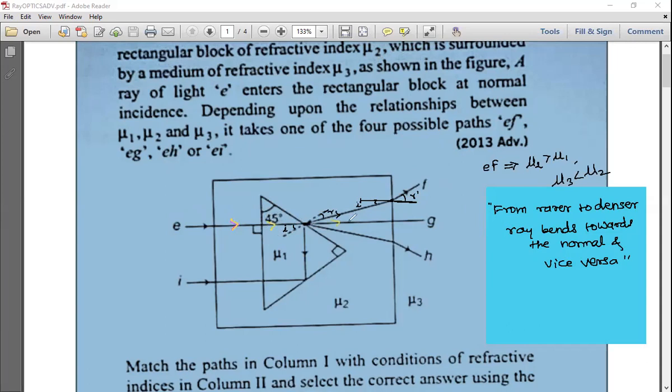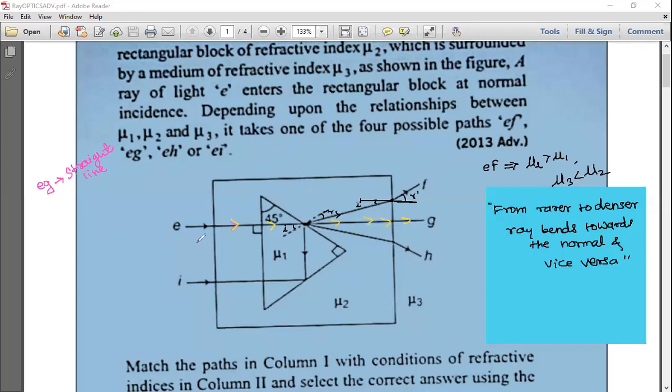See now, this EG, it is going undeviated. Undeviated means what? When will a ray go undeviated? When it is passing through the same medium, a homogeneous medium. EG means a straight path, a straight line. Straight line means without bending. The ray is traveling without bending.